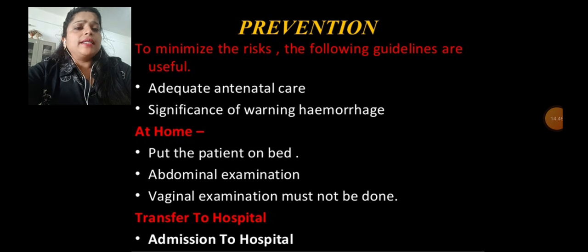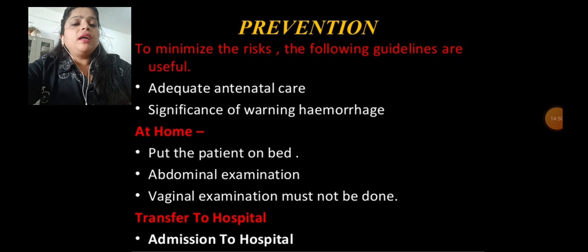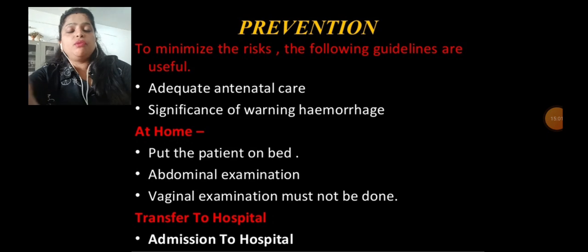For easy accessibility, adequate care should be given throughout the antenatal care, and during antenatal care we can find out where the placenta is being implanted. So in the antenatal care itself, we can find out that yes, the placenta is implanted in the lower uterine segment, so proper care has to be taken for that female.